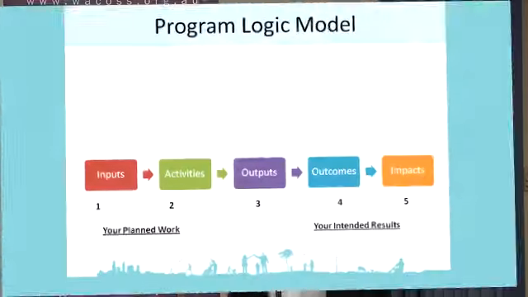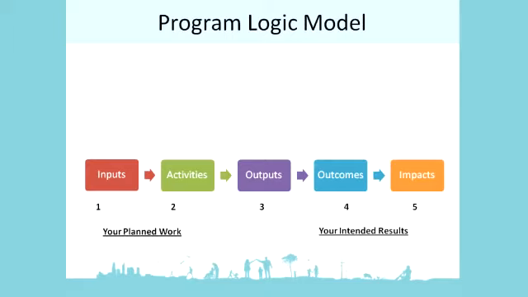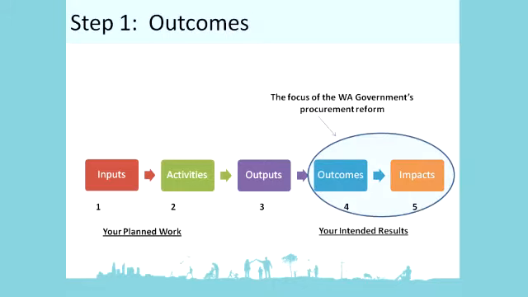Let's look at this, the simplest possible representation. So refer to the slide on step 1 outcomes here. Simplest possible representation of a logic model in which we go from inputs to activities, outputs, outcomes, and impacts. We probably should have put in participation and engagement there, which we will later. But it's pretty important. So the first set are your planned work. The second set are your intended results, and the focus of the WA procurement process is in relation to the outcomes and impacts area, what you're trying to achieve.